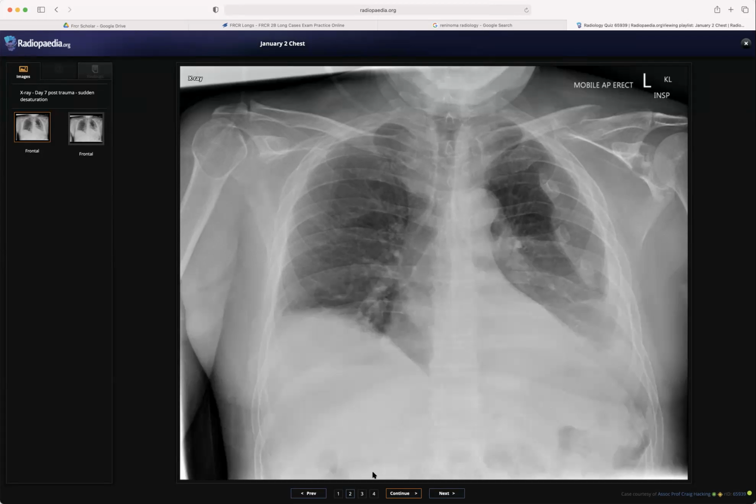So I would like to go for a CT thorax again to look at these findings and to see if there is anything new from the previous CT. Okay, fine. So next case.